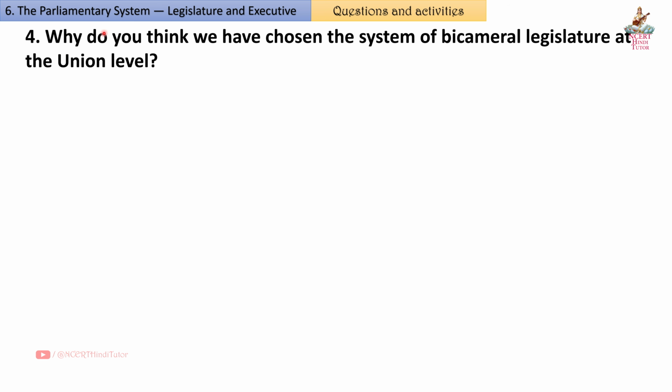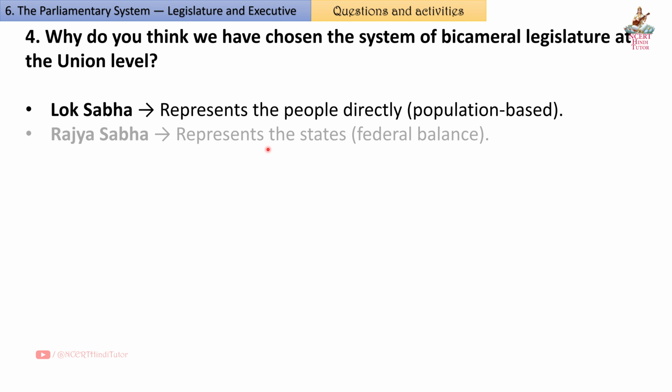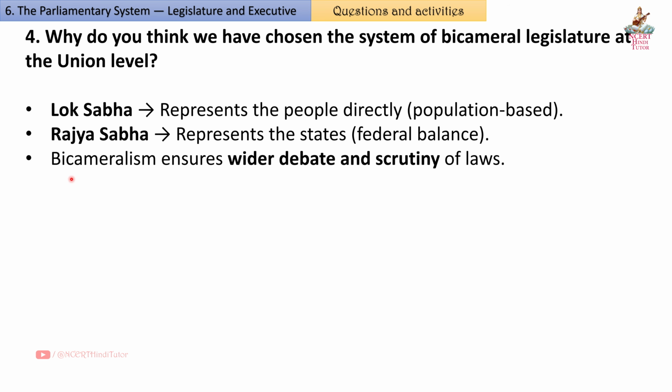Question 4. Why do you think we have chosen the system of bicameral legislature at the union level? Answer. Lok Sabha represents the people directly, population based. Rajya Sabha represents the states, federal balance.